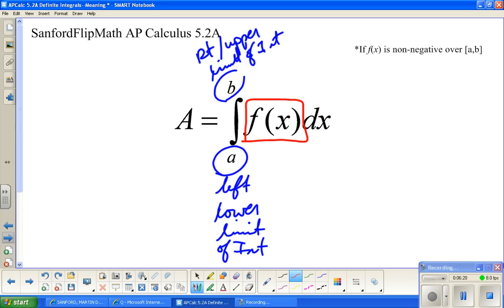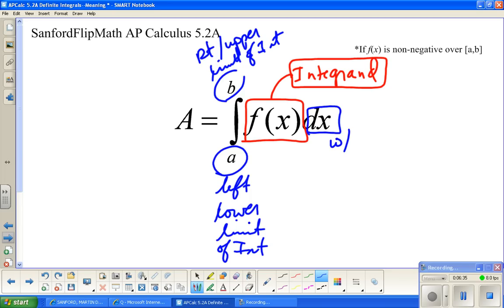This is what's referred to as the integrand. This is the function that we are doing the integral of. We are doing the integral with respect to x, and the idea here is it's kind of like when we do a derivative, we do it with respect to x or some variable.